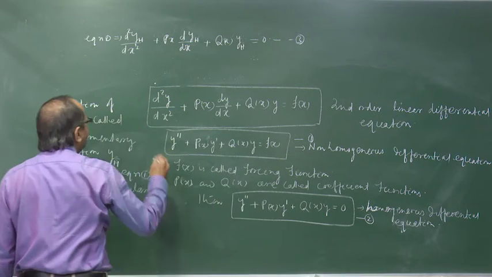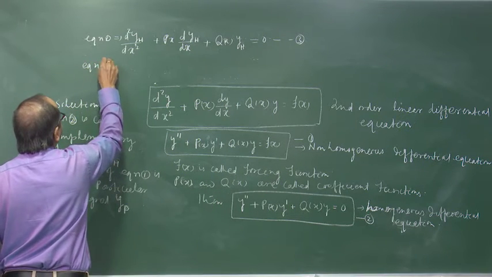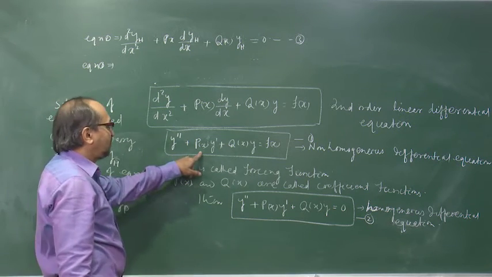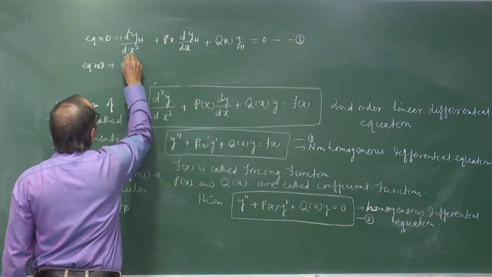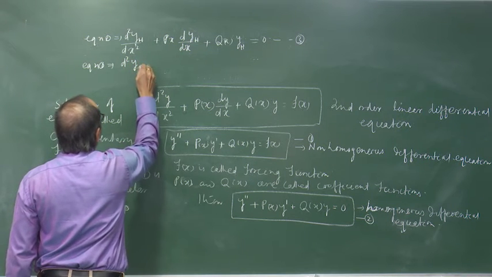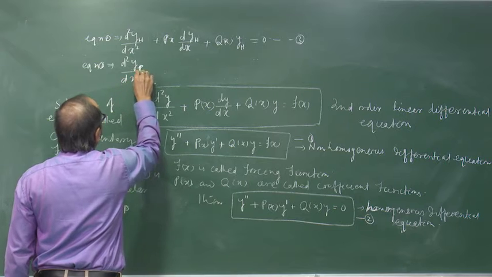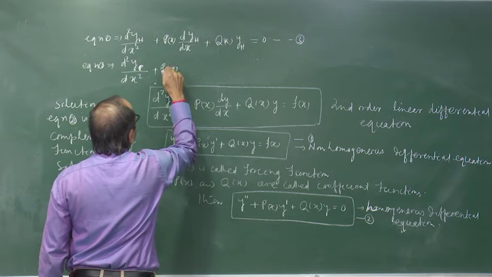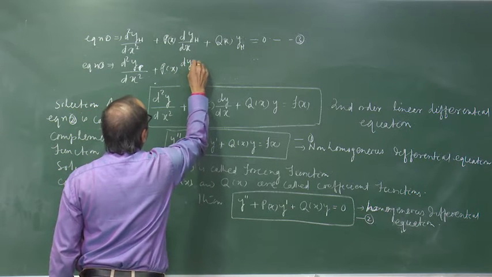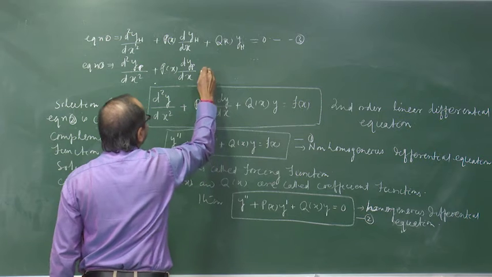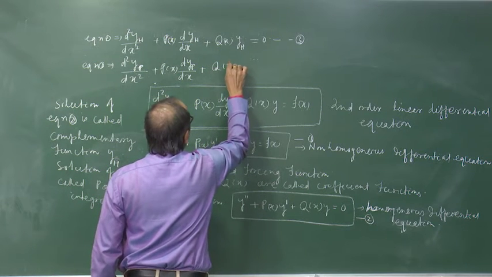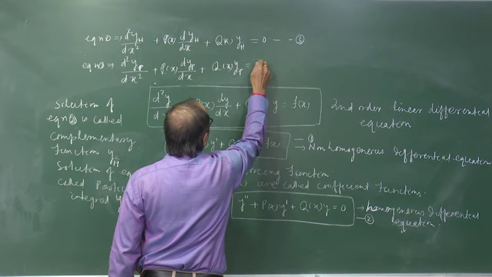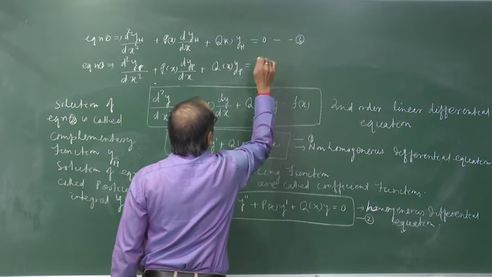Now equation 1 will become, the solution y p must satisfy this equation. Therefore, equation 1 will become d square y p by dx square plus p of x into dy p by dx plus q of x into y subscript p is equal to f of x, equation 4.